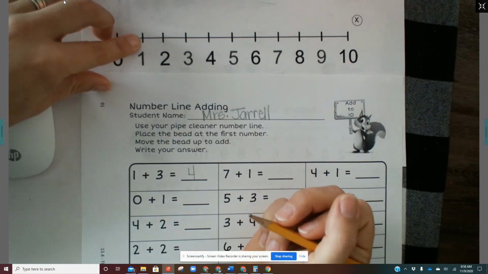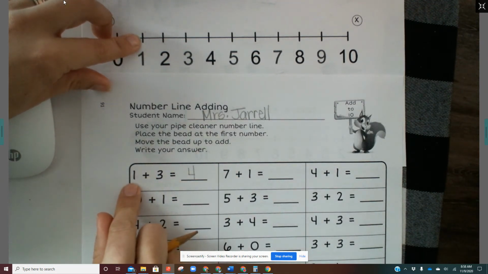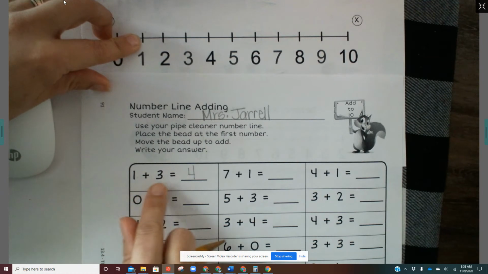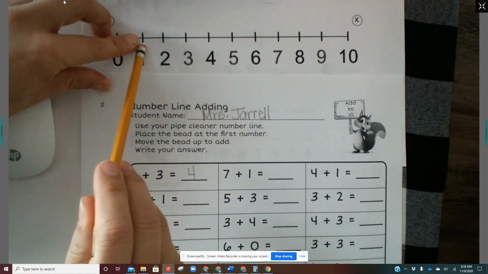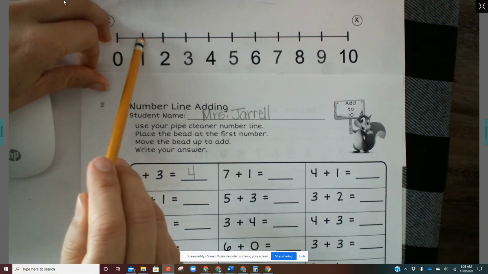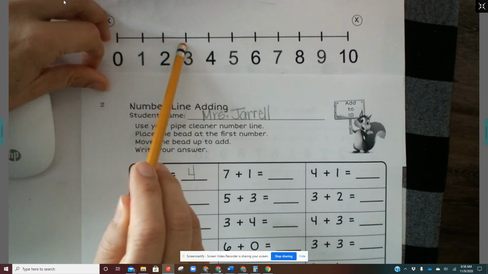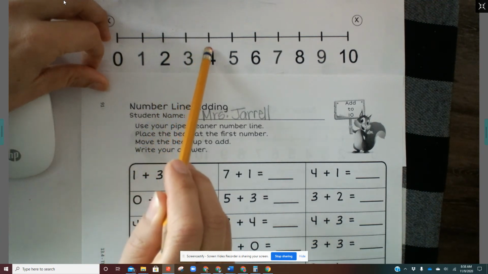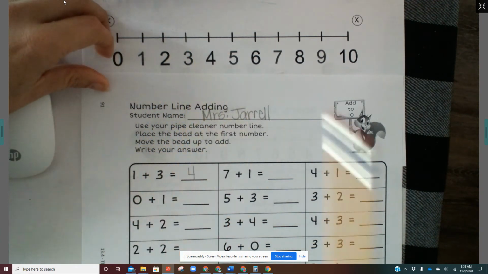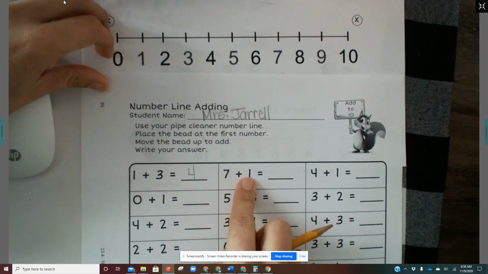We started on the number 1 because that was our first number in our addition sentence, and we jumped 3 places because that was our next number. I'm going to show you one more time. We started here on 1, and then we jumped 3 times. 1, 2, 3. We jumped 3 times, and then we landed on the number 4. Okay, let's keep going on.